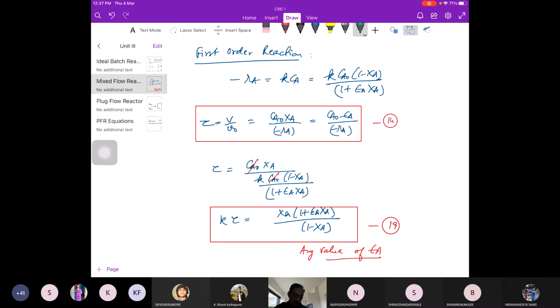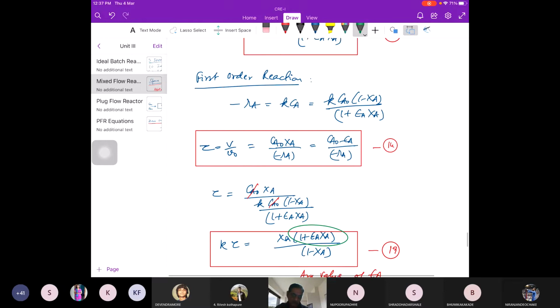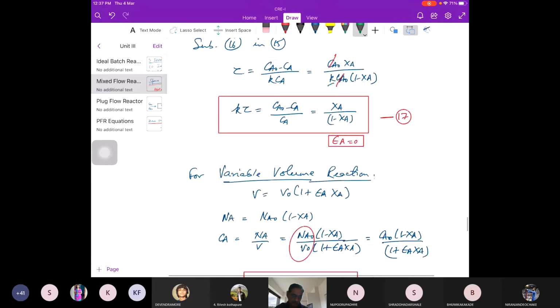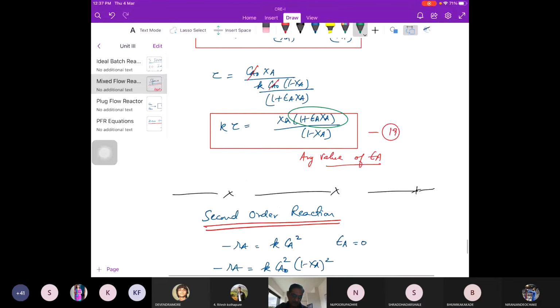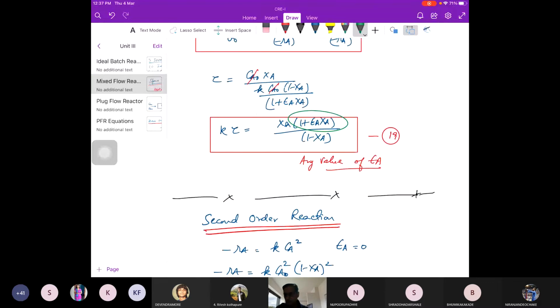इंस्टेड ऑफ दिस टर्म ये एक्स्ट्रा टर्म आ जाएगा. अदरवाइज इट वाज XA upon 1 minus XA. रिमेंबर दिस XA upon 1 minus XA का फिर ऊपर में एक टर्म आ जाएगा, बाकी सब सेम रहेगा. ठीक है. एनी क्वेश्चंस ऑन इक्वेशन 19?